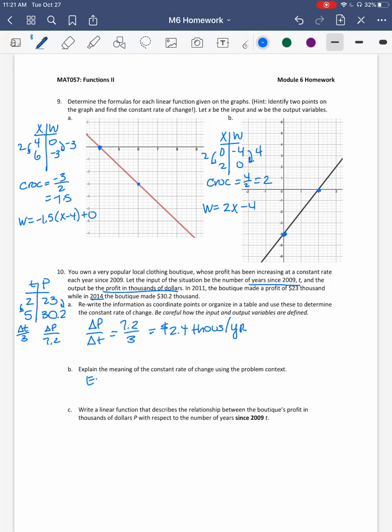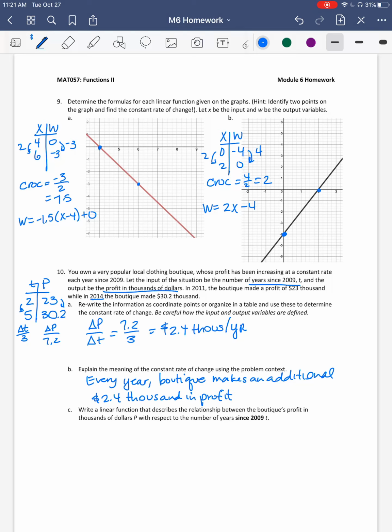So I guess I just need to put that in words. So every year, the boutique, can I spell boutique? Makes an additional $2.4 thousand. You could write it as like $2,400 if you want, in profit.